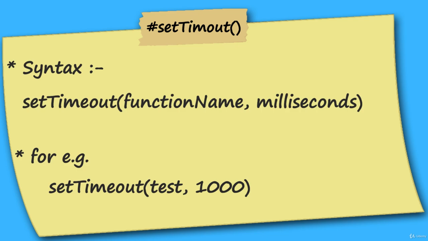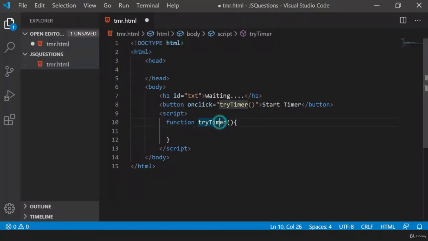Let's try a code sample with this. I have a kind of template where I have an h1 and I have given an ID to it, and also a button. When I click on this button, it's going to call a function called tryTimer, and that will execute the setTimeout. When the setTimeout is executed, we are going to change the text of this h1.